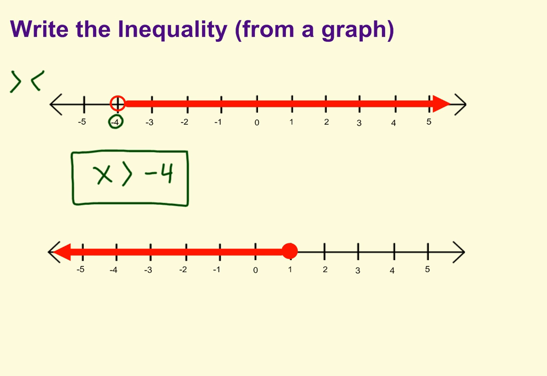Alright, next example, we have a circle at 1, so we're going to have x on the left, 1 on the right. It's a closed circle, which means our options are greater than or equal to, or less than or equal to. And now we have to figure out what the shading is. Everything is shaded to the left of 1. All these numbers are smaller, heading out this way, so that means that x is less than or equal to 1.